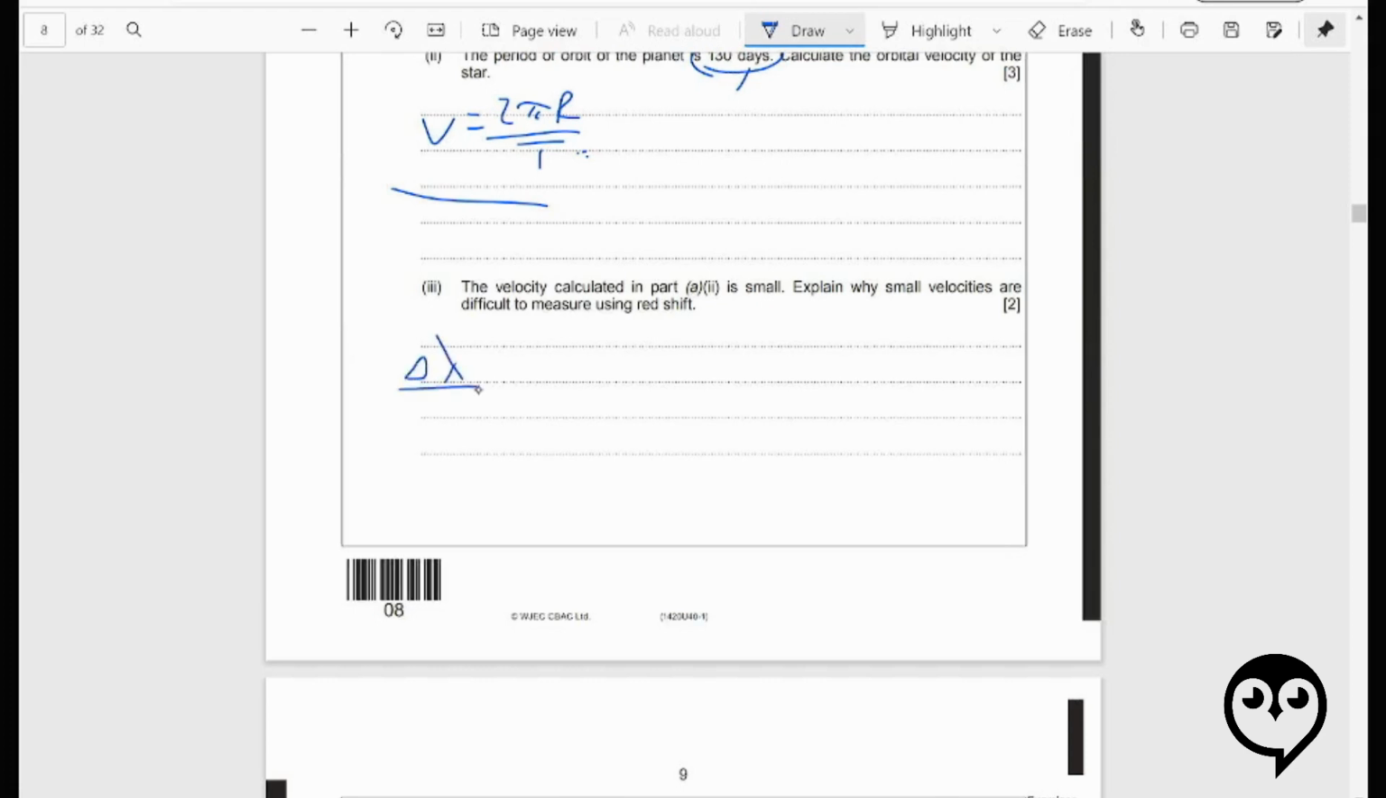Well, if that's our equation there, and you've got a very small velocity, then that probably means you've got a very small redshift. And if you've got a very small redshift, that's going to be difficult to measure. That's going to be difficult to ensure you've got, and it's not going to be as obvious. I'd say something along those lines.